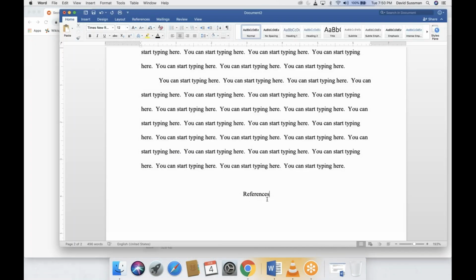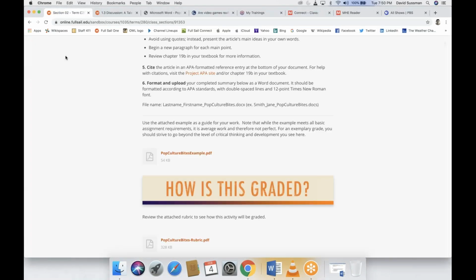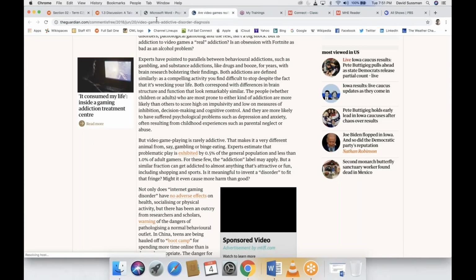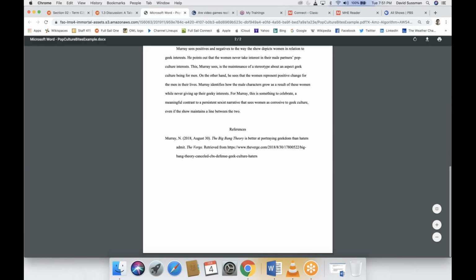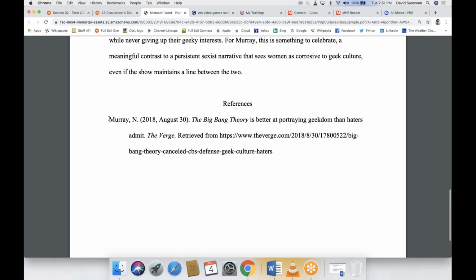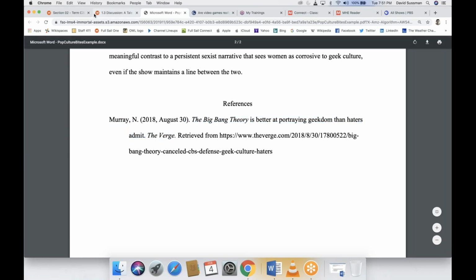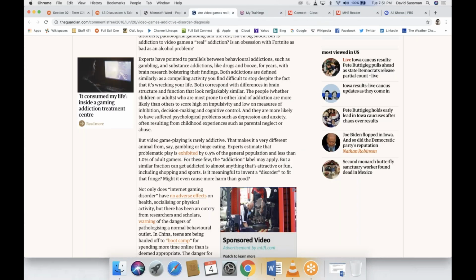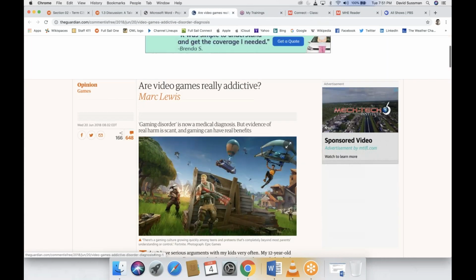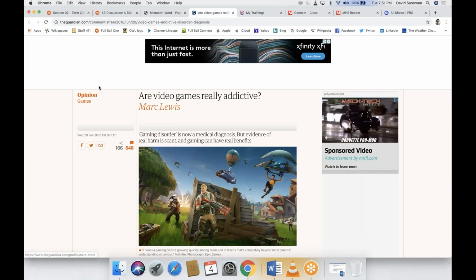Okay. So now we're going to create our reference. Now you have two choices. You can either look at the example and do the same thing. Just as this person, put the author's last name, comma, first initial, date in parentheses, title of the article, title of the publication. I'll just do it in real time using this article here. So anybody who chooses this video game article, you're getting a treat because I'm going to show you in real time how to do this.